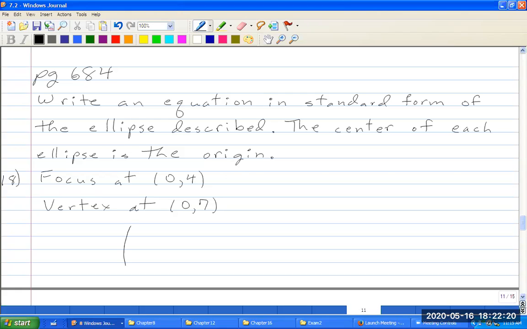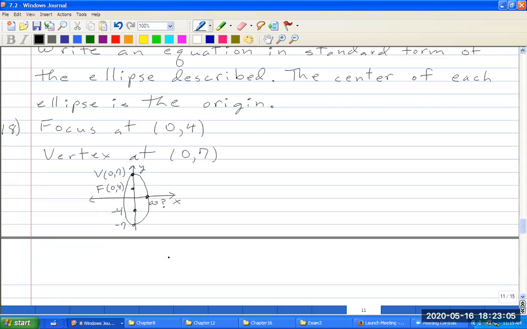So suppose I have an ellipse where the vertex is at (0, 7) and the focus at (0, 4). Of course, I know that you'll also have them at negative 4 and negative 7. That I know. I don't know what a is. I can figure out b from here. I won't know a yet, so a will be something. I don't know what that is yet.